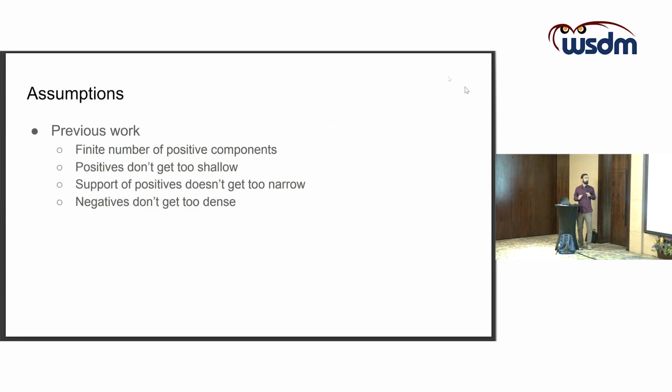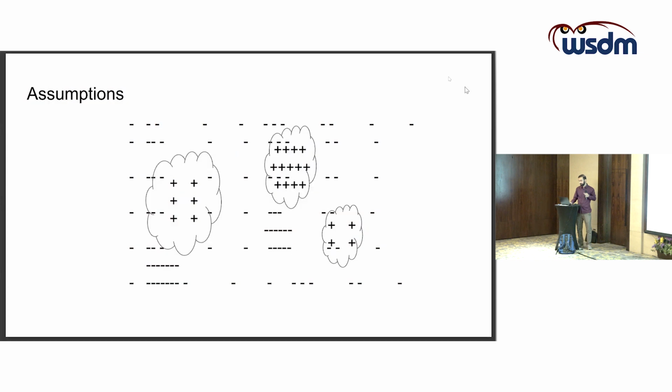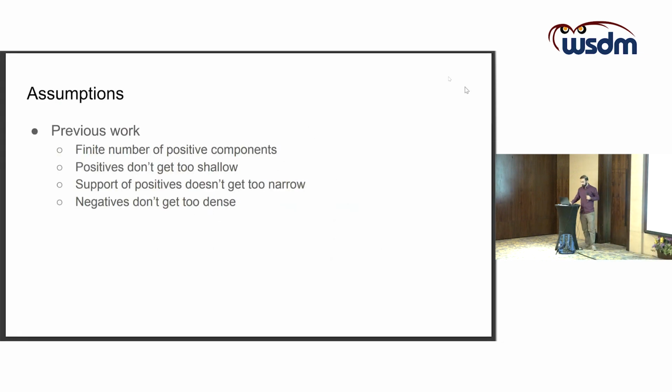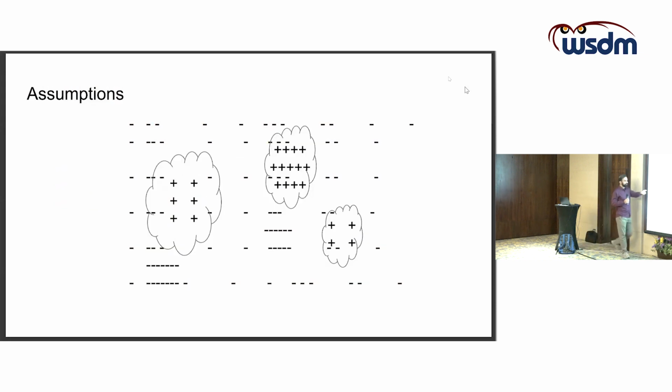The first one is that we have a finite number of positive components. What's a positive component? Look at the support of these positive examples. We don't know the support, but we just have an assumption on the support. It's a finite number of connected components. We don't want it to get infinite. I'm not saying it's limited, and I'm not saying it's small. It's just finite.